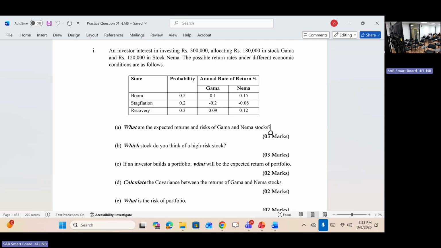There is from the expected return. You take the return as a percentage. 0.1 means that is 10%.